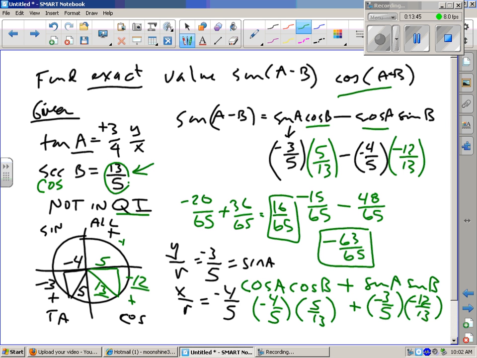Okay, so the next time you have notes, we're going to finish this. We're going to talk about tangent. So we're going to stop here. We've gone on long enough.